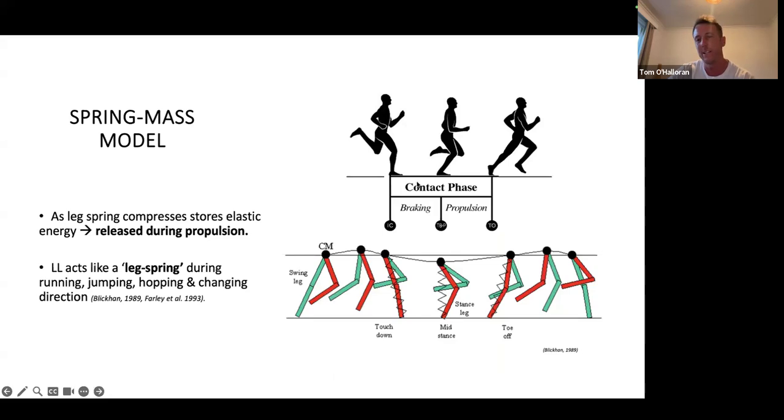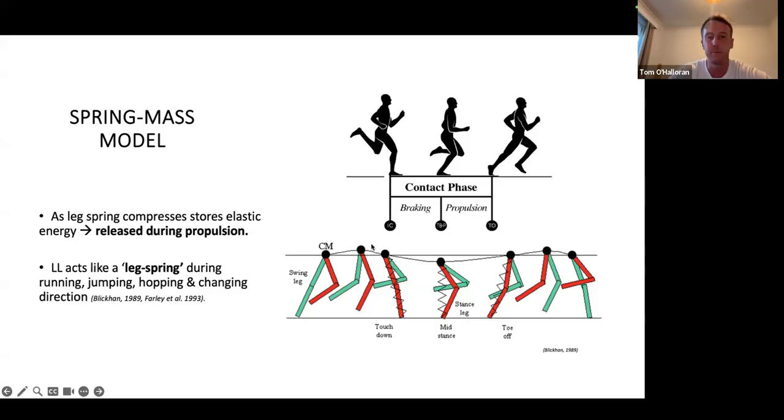So during running, we're braking, and then we're moving towards propulsion after that mid-stance. So for me, I'm already thinking about what sort of tests I'm thinking about for a runner. If I'm thinking we've got this braking phase, we've got this short ground contact time, we've got this propulsion, we're going to need some shock absorption, we're going to need some power back in this lower limb. What tests am I going to be using for that?